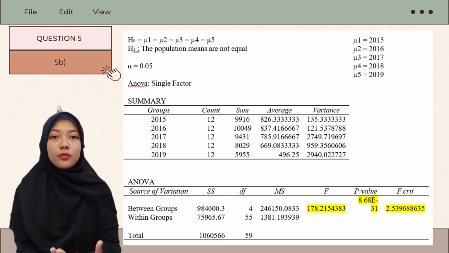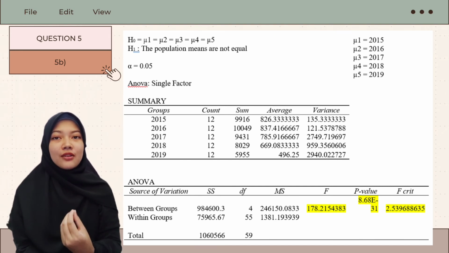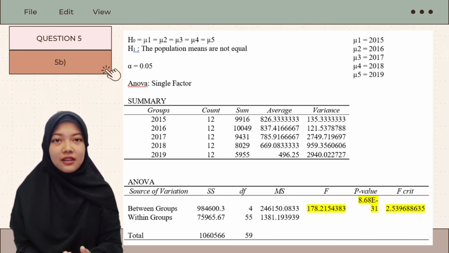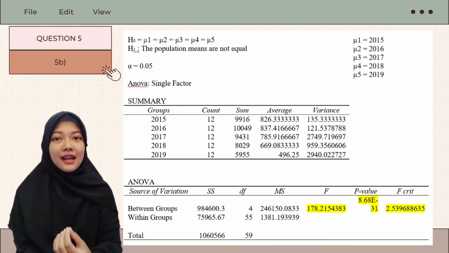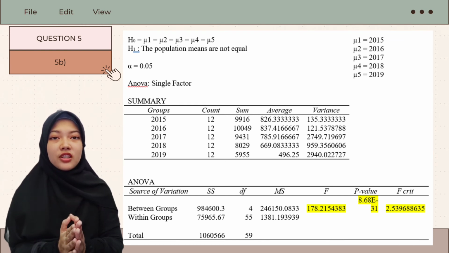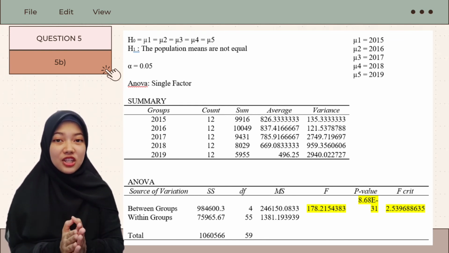So for the p-value approach, the F statistic value is 178.2154 and the p-value is 8.68E, which is a small amount, which is less than the significance value, that is alpha equals 0.05. Therefore, we reject the null hypothesis and make a conclusion that the population means for the defects after delivery are not equal to each other.